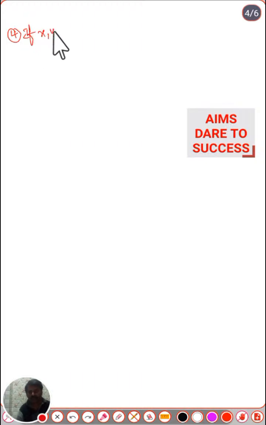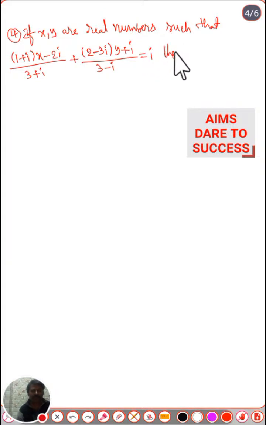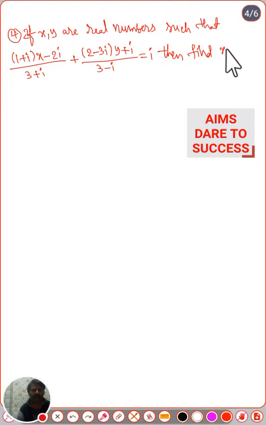If x, y are real numbers such that (1 plus i) into (x minus 2i) divided by (3 plus i) plus (2 minus 3i) into (y plus i) divided by (3 minus i) is equal to i, then find the x, y values. Okay, this is the required value.